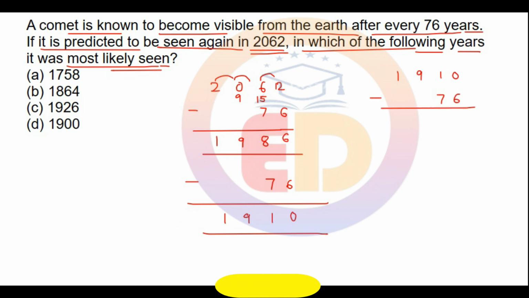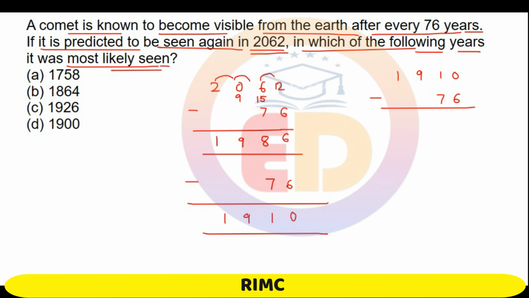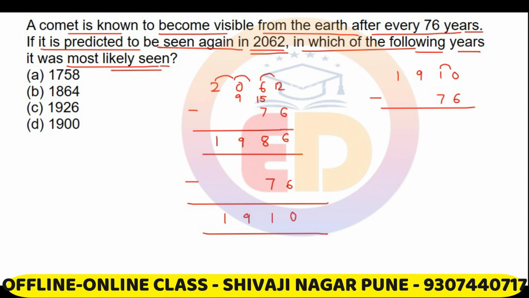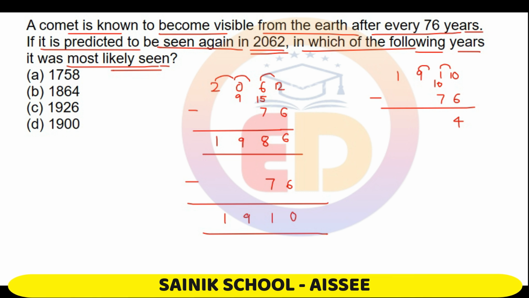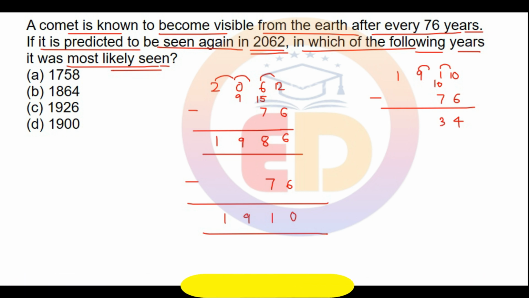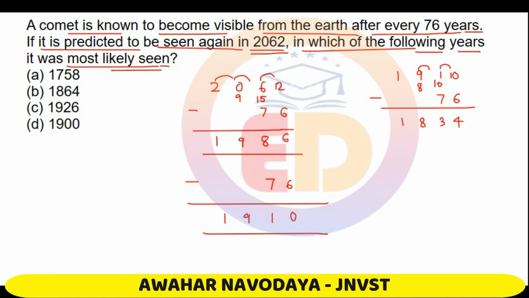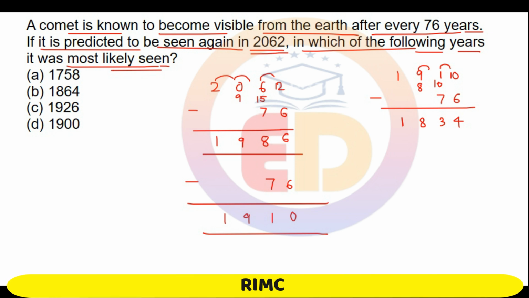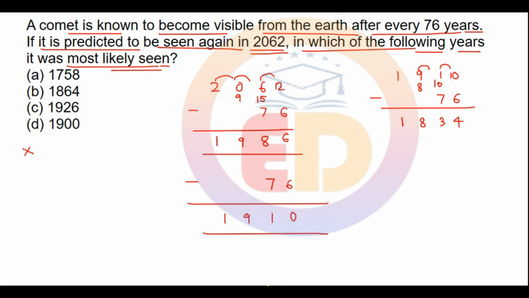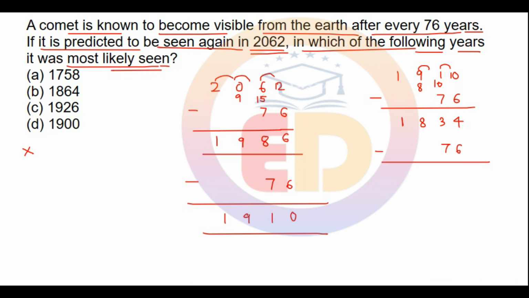Let us see when the comet was seen before 1910, and for that we are subtracting 76 from 1910. This is 10 minus 6, 4. This is 0. Borrow 1 from here. 10 minus 7. This is 3. This will be 8. So in 1834 this comet was visible again. And I see that 1834 is also not in the option. So again we have to subtract 76. Till the time we are not getting the answer option, we will keep on subtracting 76.